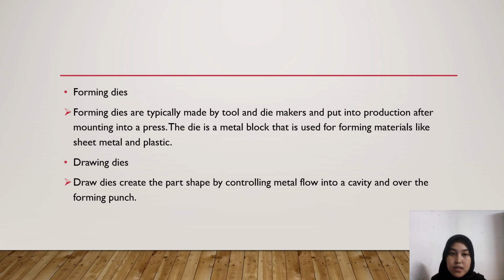Next is forming die. Forming dies are typically made by tool and die makers and put into production after mounting into a press. The die is a metal block that is used for forming materials like sheet metal and plastic. Next is drawing dies. Drawing dies create the part shape by controlling metal flow into a cavity and over the forming punch.